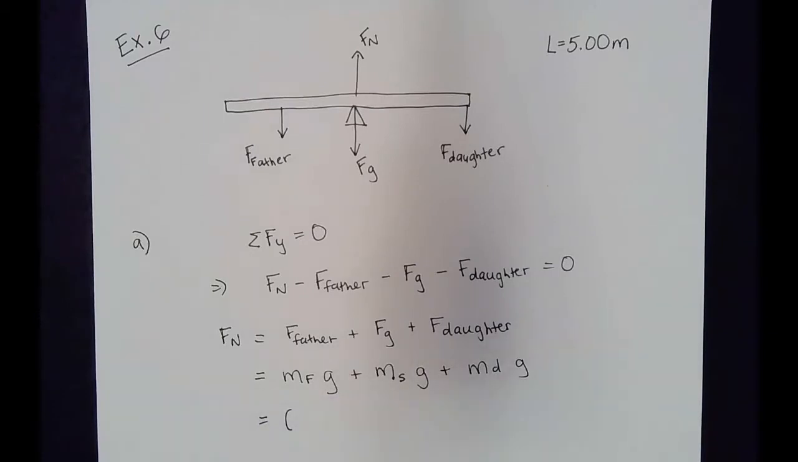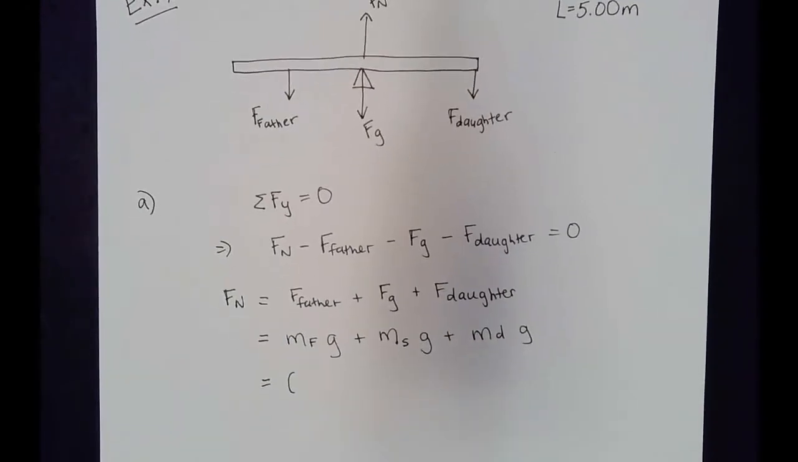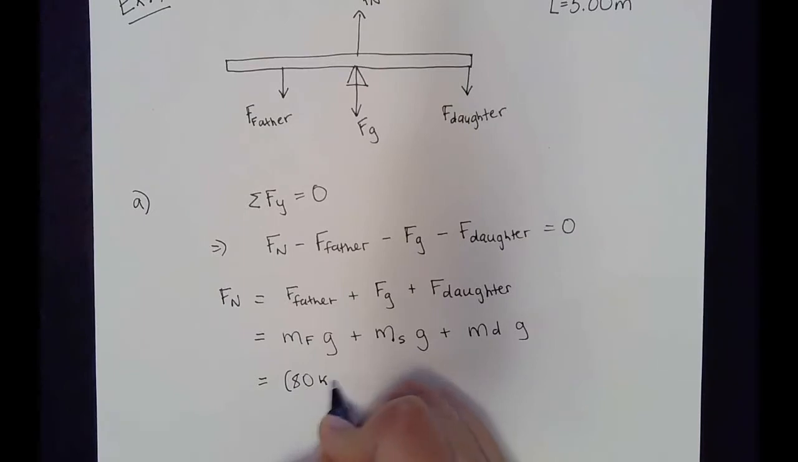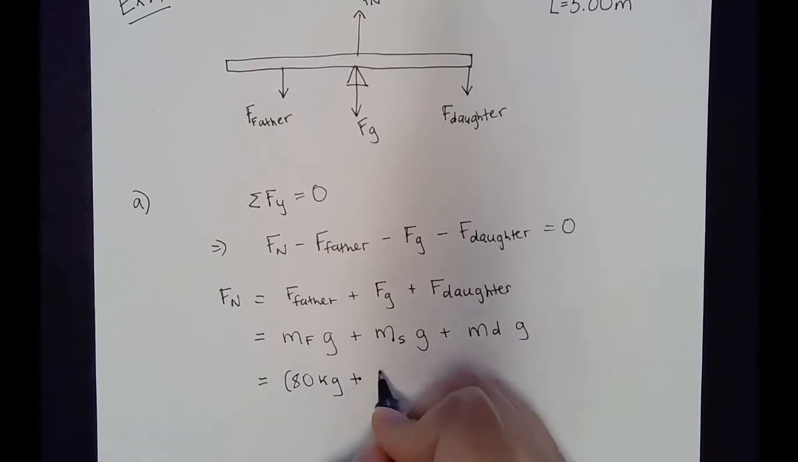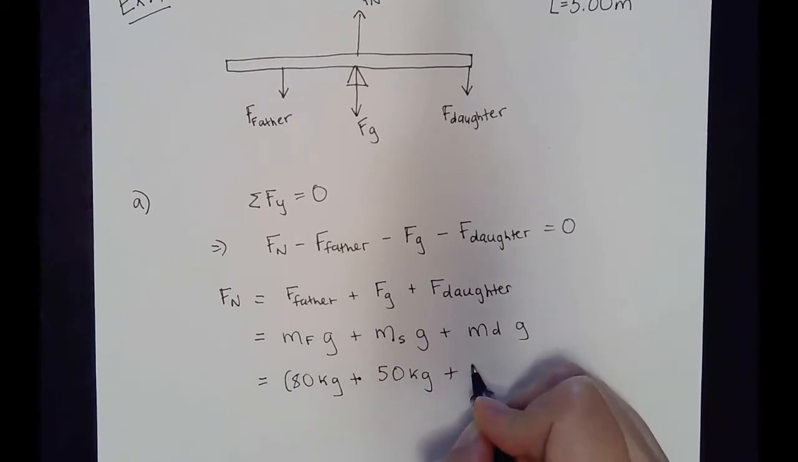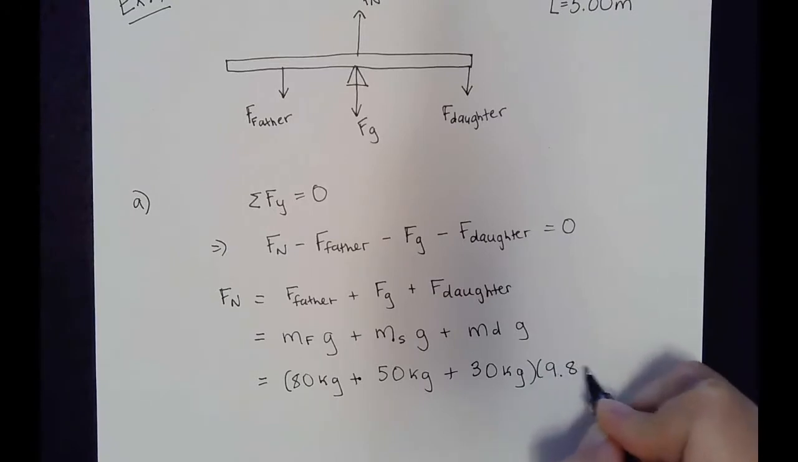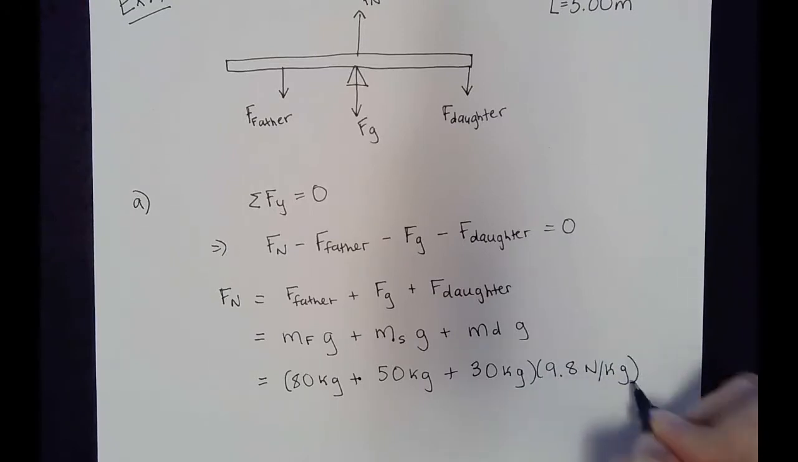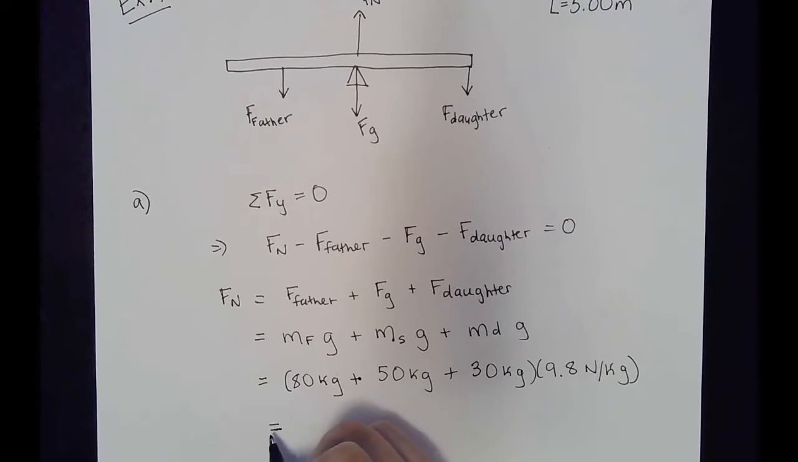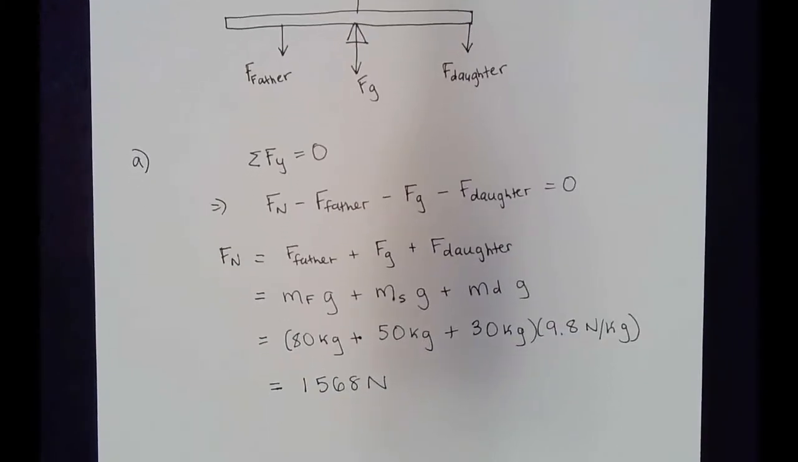And I'll just collect all of those masses and multiply by g. So we have 80 kilograms plus 50 kilograms plus 30 kilograms times 9.8 newtons per kilogram, or meters per second squared, and that gives 1,568 newtons for the normal force exerted by the support.